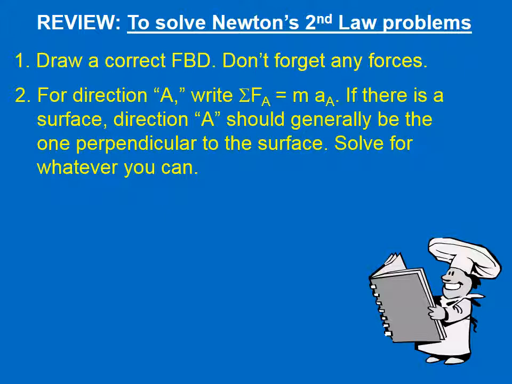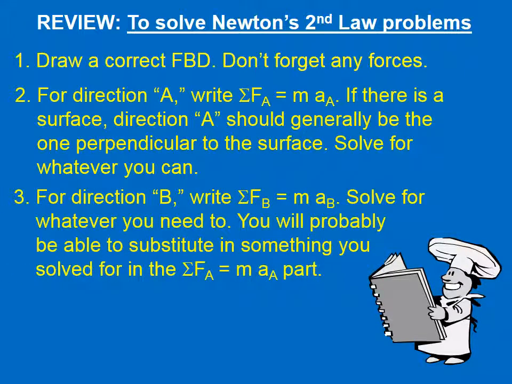If there is a surface, direction A should generally be the one perpendicular to the surface. Solve for whatever you can. 3. For direction B, write the sum of the forces is equal to the mass times the acceleration in direction B. Solve for whatever you need to. You will probably be able to substitute in something you solved for in the first part.